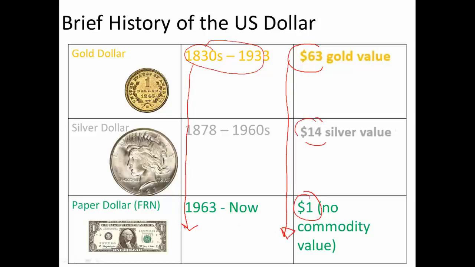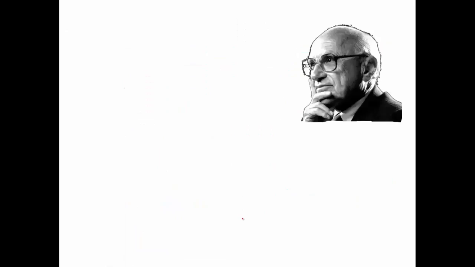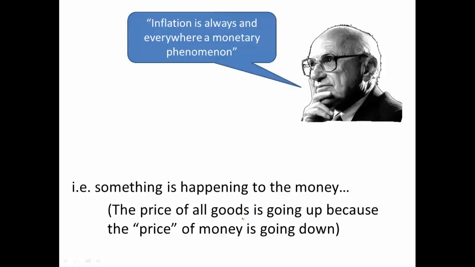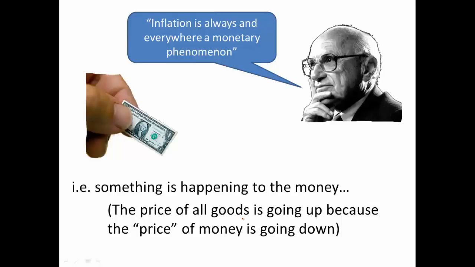I think this is the most hands-on way you can think about what inflation means. Here's the great monetary economist Milton Friedman. He's a well-known scholar on this topic, and he has this famous quote when it comes to what's causing inflation. Friedman says inflation is always and everywhere a monetary phenomenon. What does he mean by this? Well, something is happening to the money. Money is changing, money is losing value. Therefore, as money loses value, it takes more units of money, it takes more dollars to buy any particular good. Value of money is shrinking, in other words.